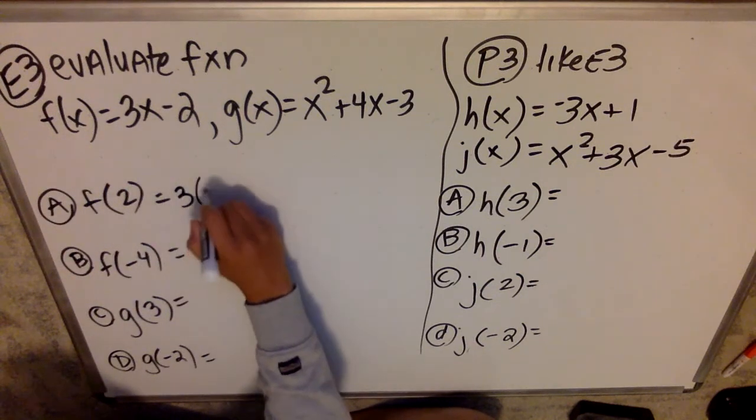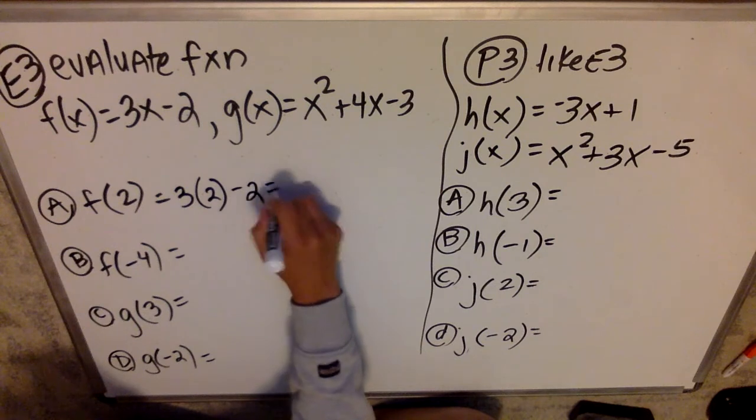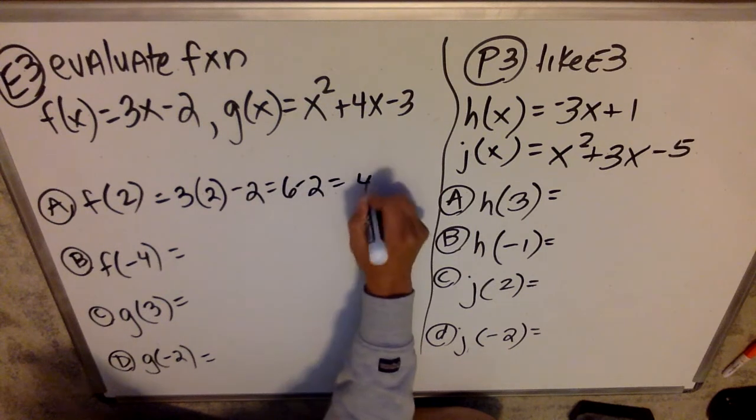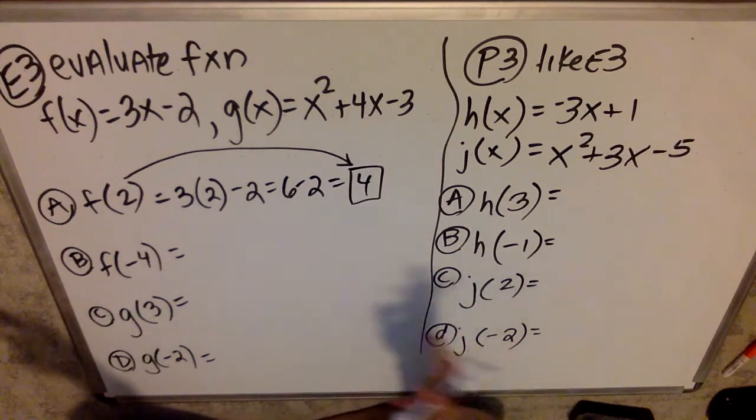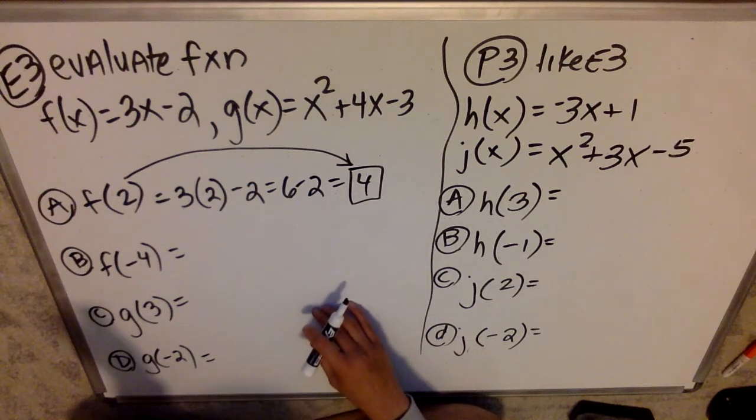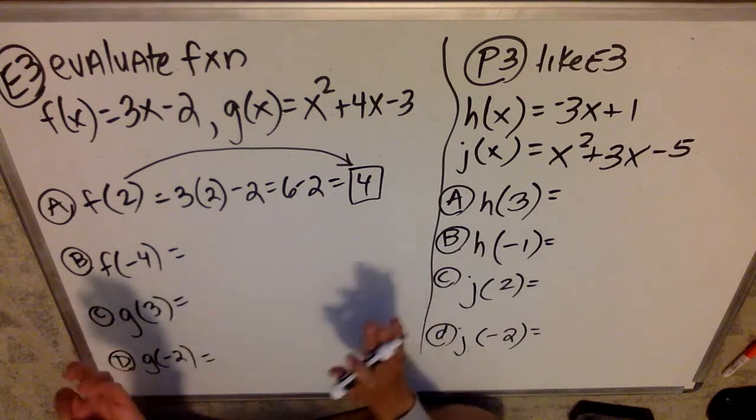So that's 3 times 2 minus 2, which is going to be 6 minus 2, or a 4. Now, if you're able to plug that in your head and jump to here, do I think you're cheating? No, congratulations. I think that you're able to do order of operations in your head, and that's fine, okay?